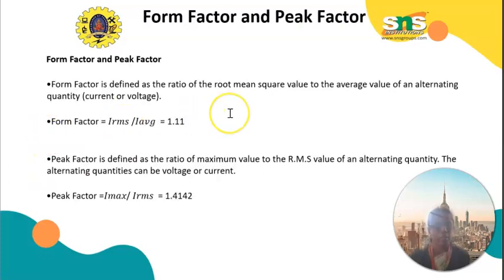Next one, form factor and peak factor. Form factor is defined as the ratio of root mean square value to the average value of the alternating quantity. Form factor is equal to Irms divided by Iaverage. Peak factor is defined as the ratio of maximum value to the RMS value of the alternating quantity. The alternating quantity can be voltage or current. Peak factor is equal to Imax divided by Irms. What is the difference between the form factor and the peak factor? Form factor takes the average value in the denominator, whereas peak factor takes the Irms in the denominator.